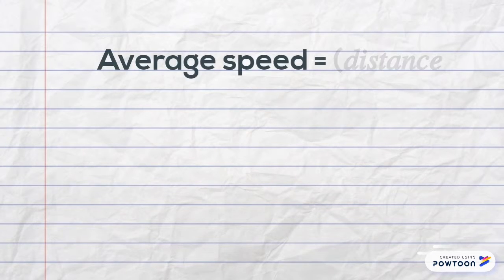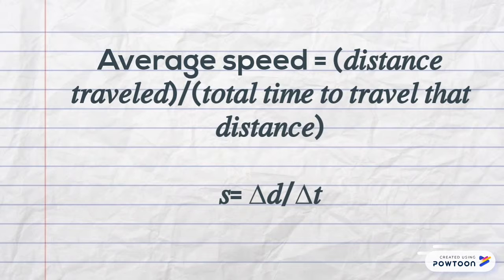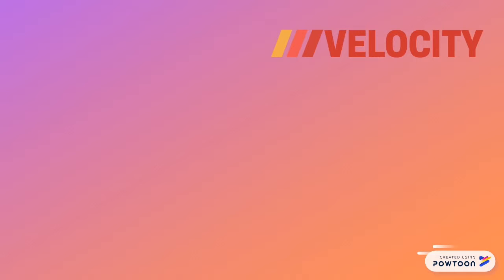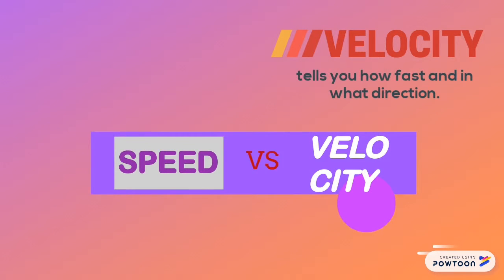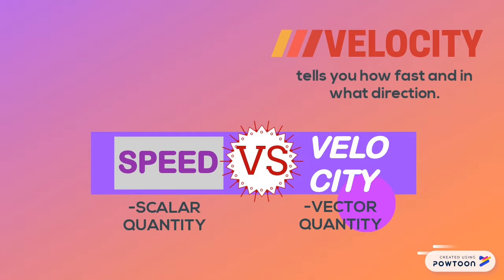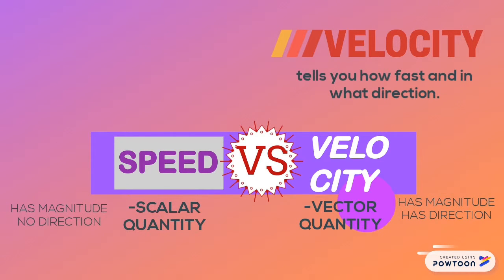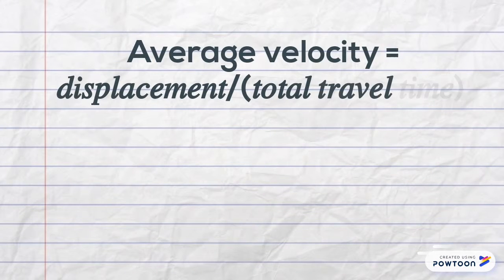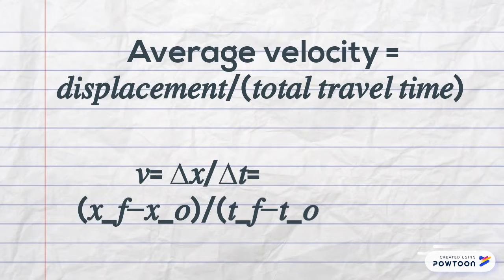Average speed is the distance traveled divided by the total time elapsed in traveling that distance. Another quantity used to describe motion is velocity. Speed and velocity are often used synonymously, but the terms have different meanings in physics. Speed is scalar and velocity is vector. Scalar means it has no direction. The average velocity is displacement divided by the total time traveled. Velocity is equal to change in displacement over change in time.